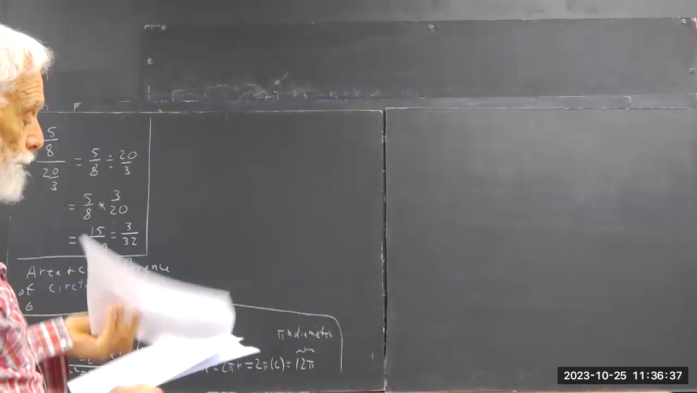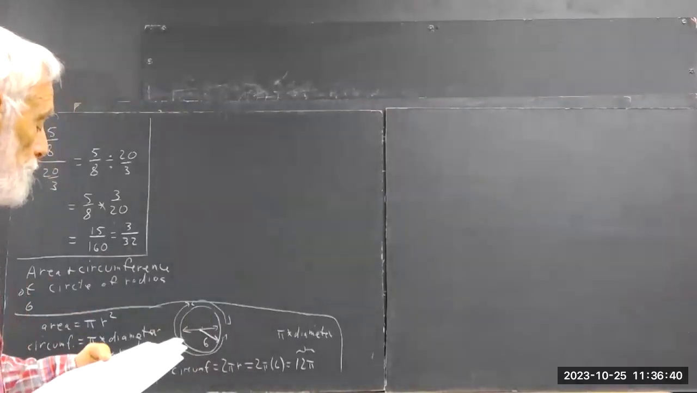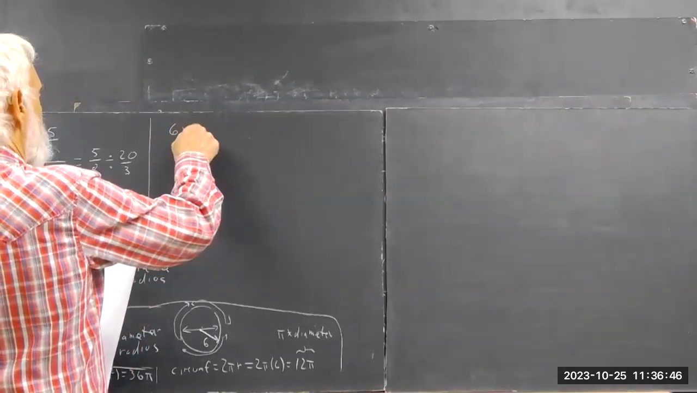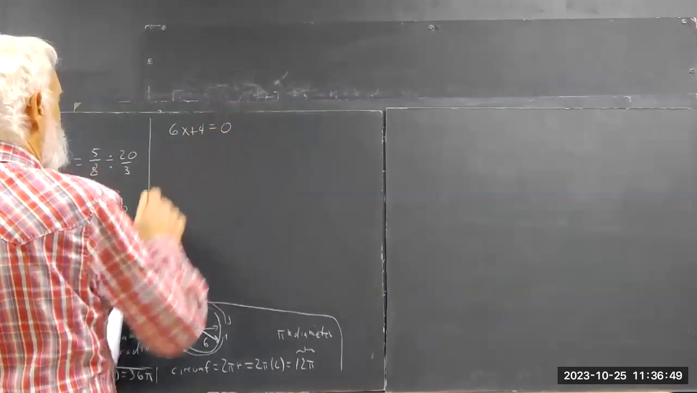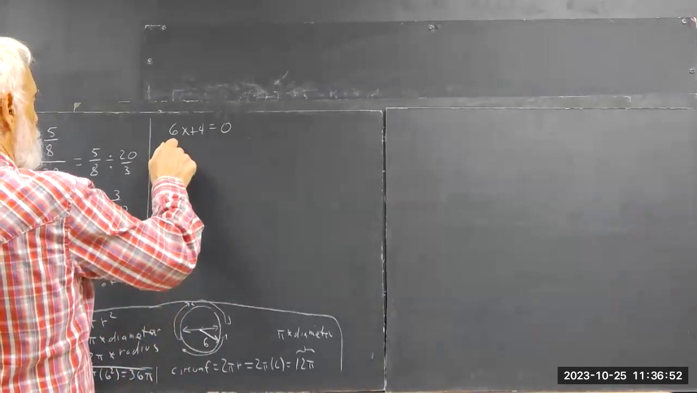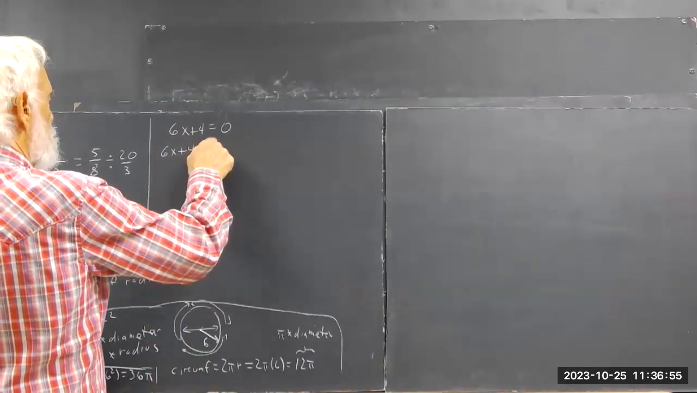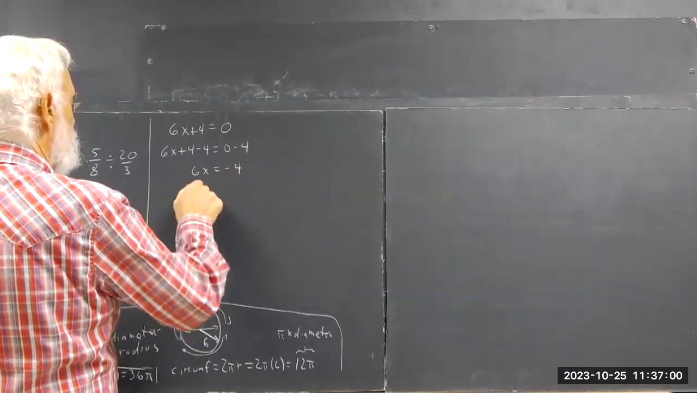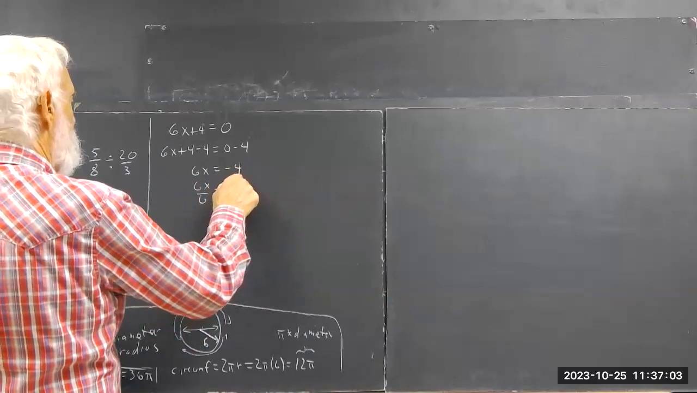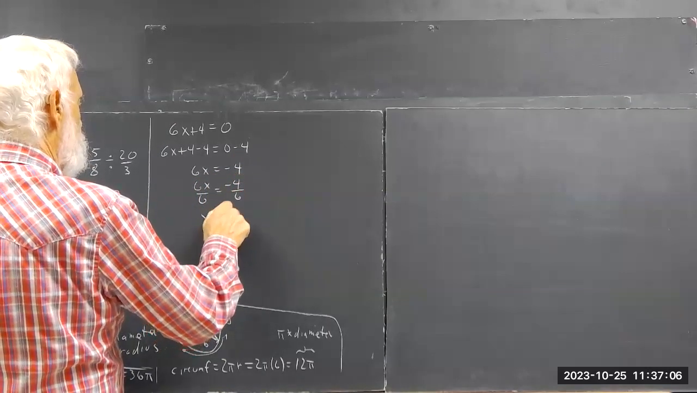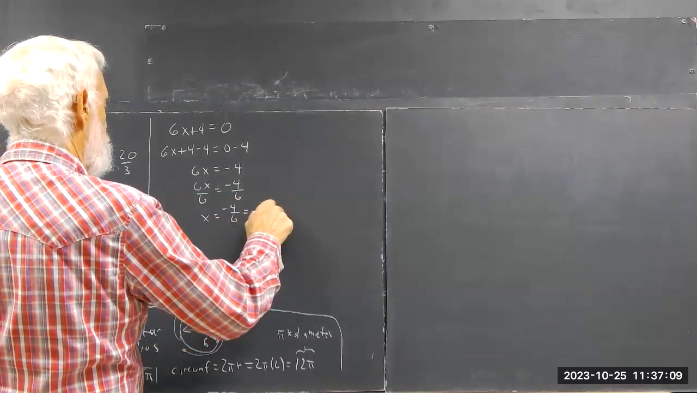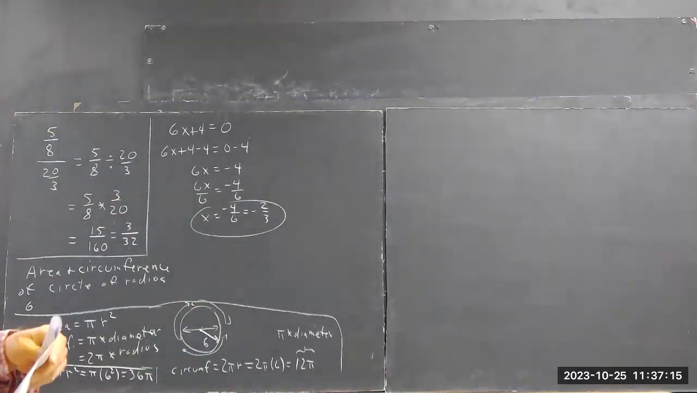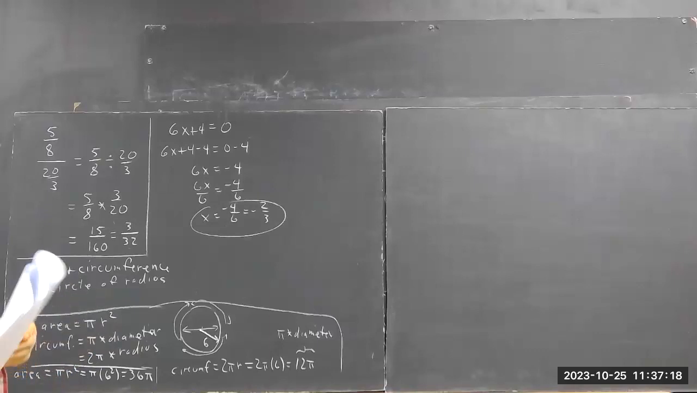Now we've got something to solve for x. It wraps around to the other side of the paper. And this was really easy. Six x plus 4 equals 0. Subtract 4 from both sides. You get 6x equals -4. Divide both sides by 6. You get x equals -4/6 equals -2/3. And that's pretty easy.